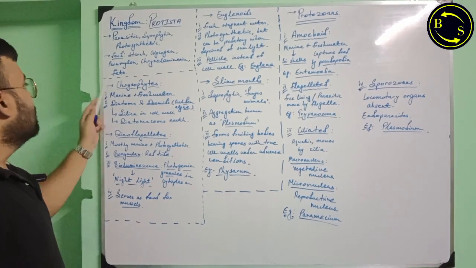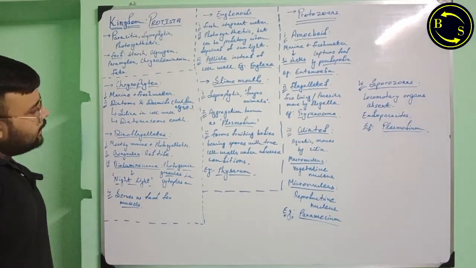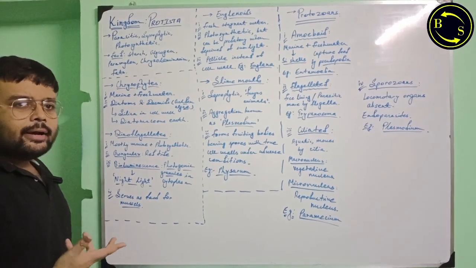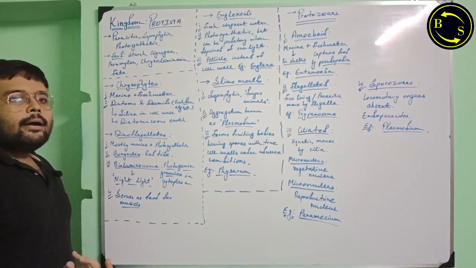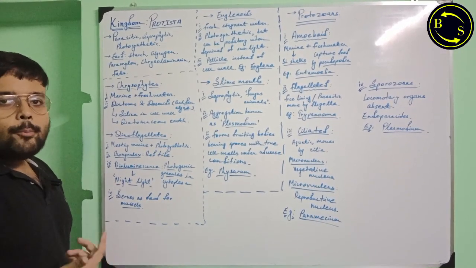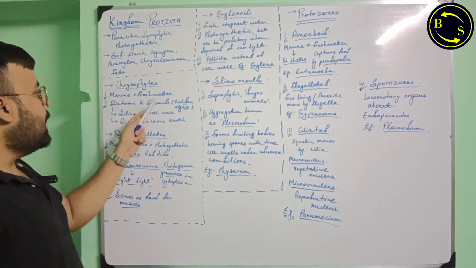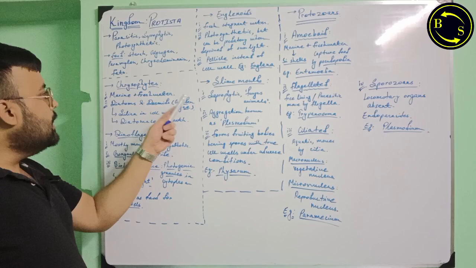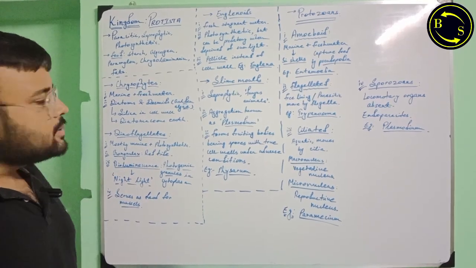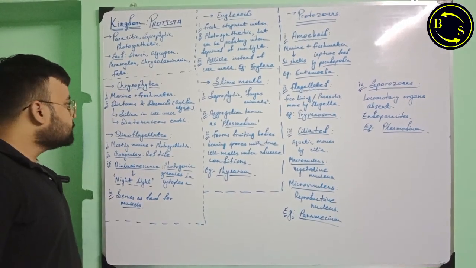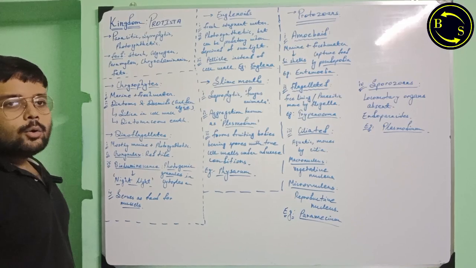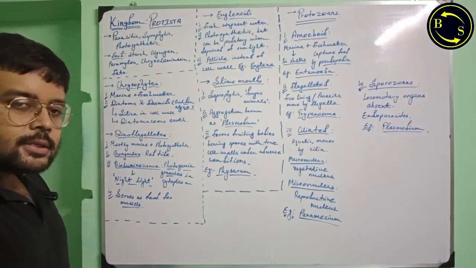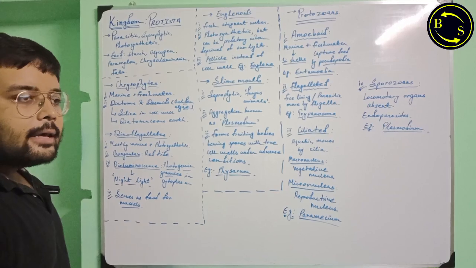The first class that we encounter are the chrysophytes. Chrysophytes are entirely aquatic. They are found in both marine and freshwater environments, mainly in freshwater rivers and streams and in oceans. Chrysophytes include the diatoms and the desmids. The desmids are known as the golden algae.